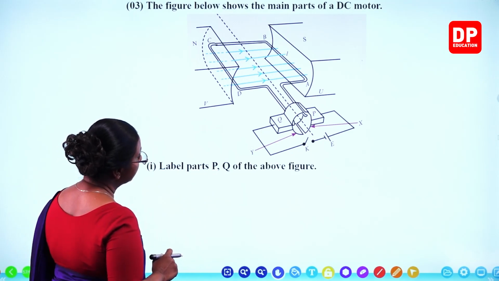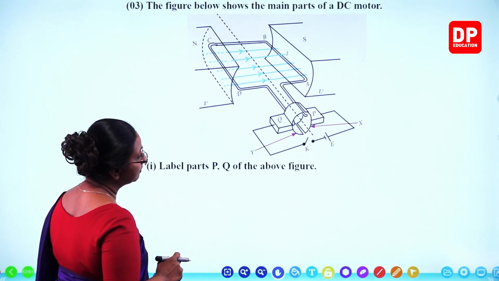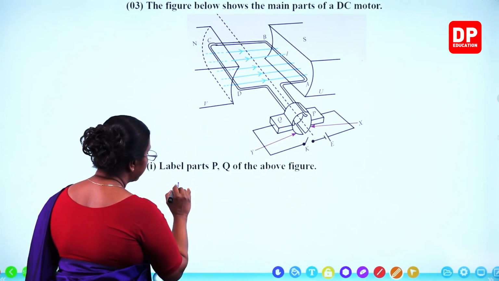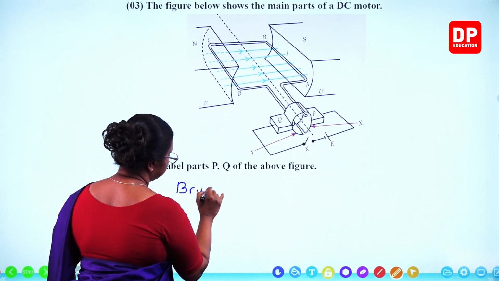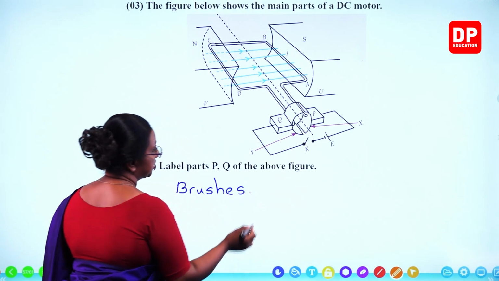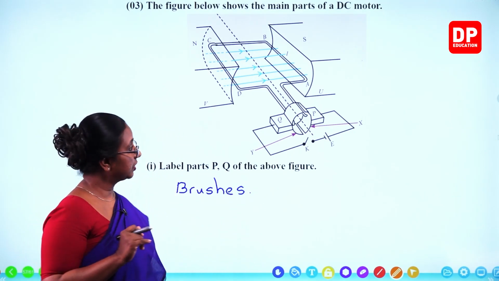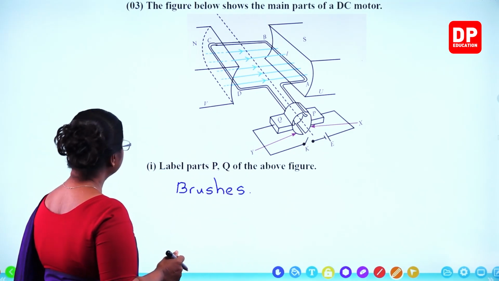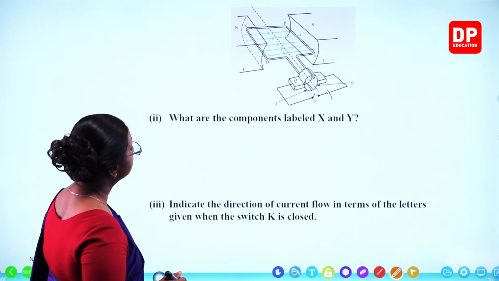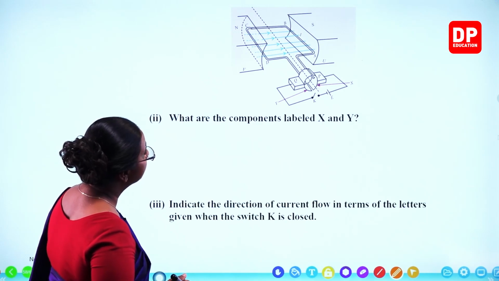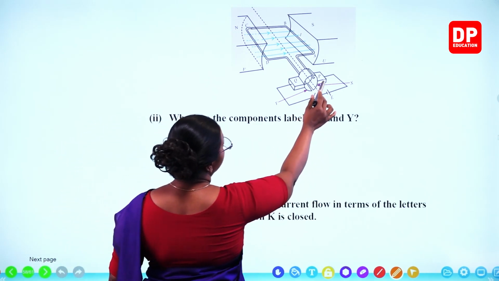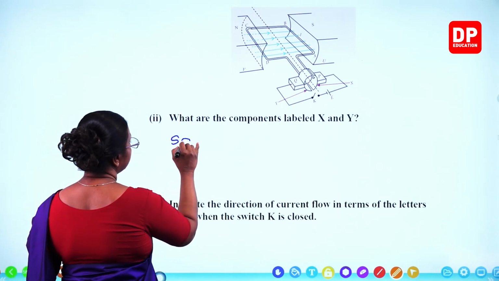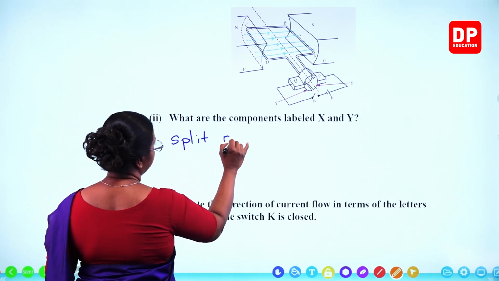Then, first question, label parts P, Q of the above figure. What are P and Q? P and Q are the brushes. Brushes. So that you know, part of the commutator, they are the brushes. Then we'll move on to the next part. Second question, what are the components labeled X and Y? So like I told you all, X and Y are the split rings. Split ring.